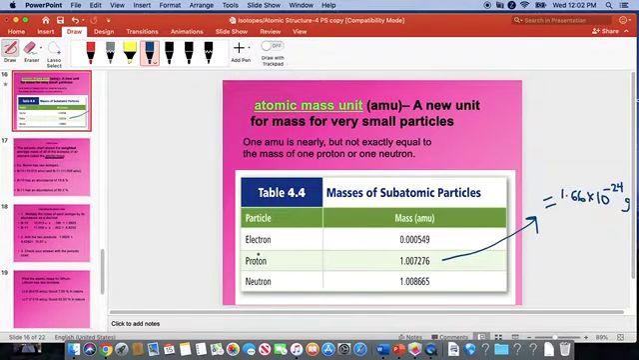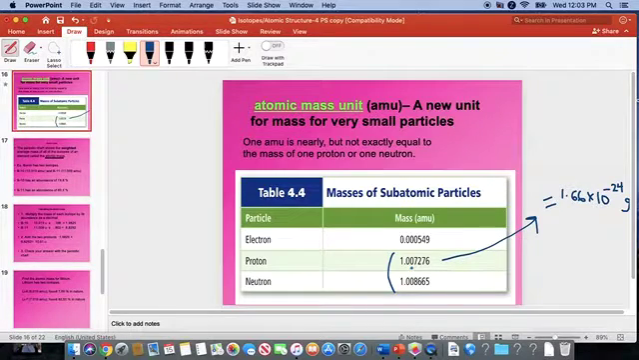So you can see the mass of an electron is really tiny, 0.00549 AMUs. A proton, 1.007, a neutron, 1.008. So you see that these two are very close to the same mass, and in AMUs, they're very close to 1 AMU, which makes it very easy to talk about the mass.